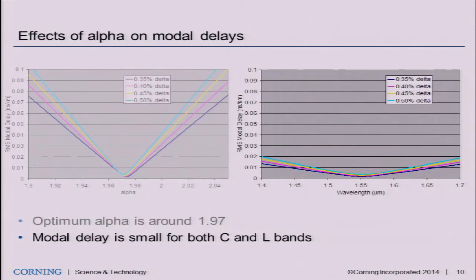And with this optimum value, you can have a wide window with low delay, as shown here. You can have low delay in the whole WDM window, which is suitable for both C and L band transmission.